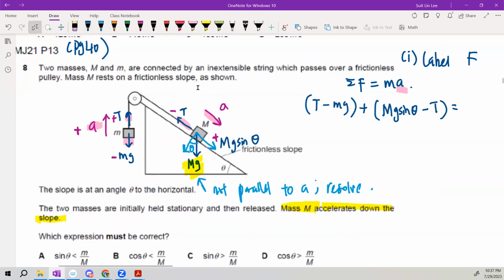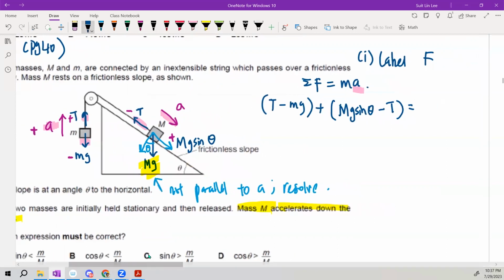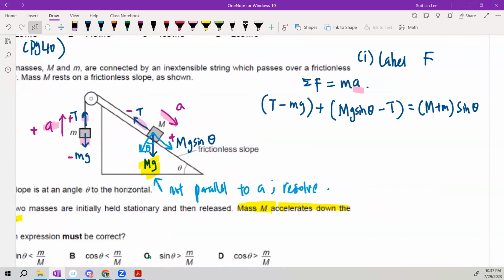And then they move together because they are tied by the same string. So obviously this will be (M plus m) A. I don't know whether you realize, but T and negative T will cancel. So the only thing I have left now is Mg sine theta minus small mg is equal to, why did I put a sine theta? Sorry, this is A.